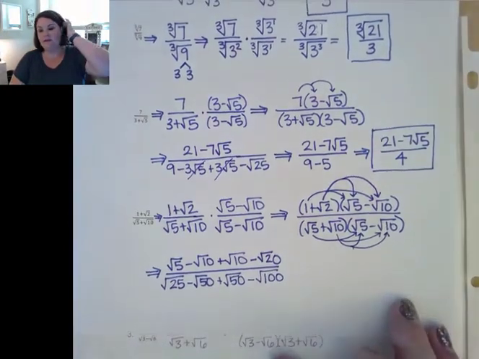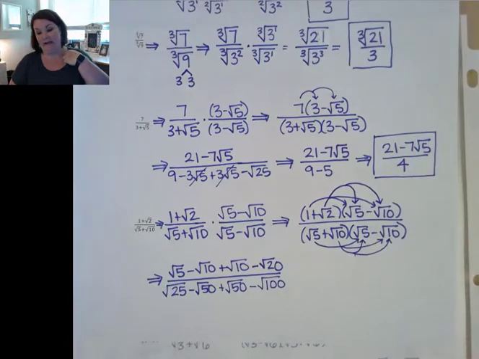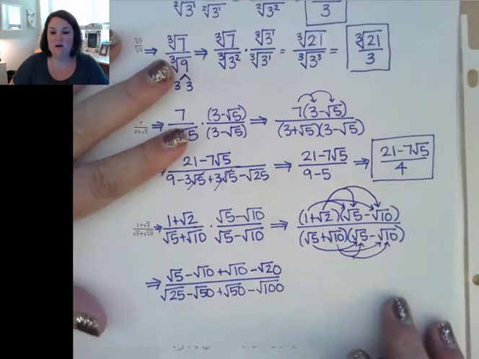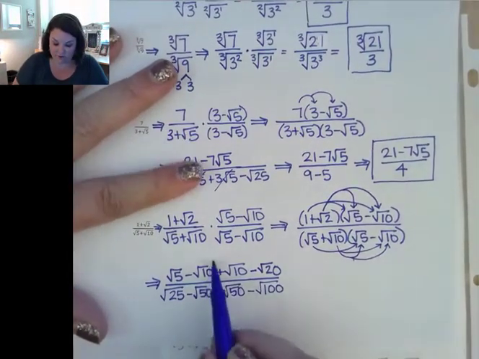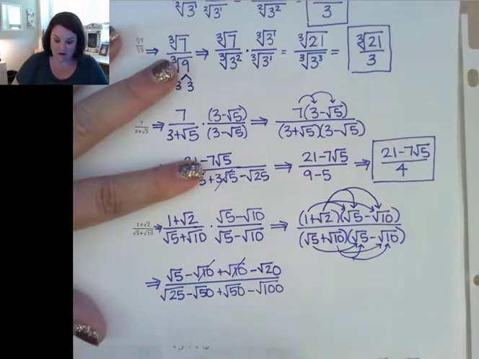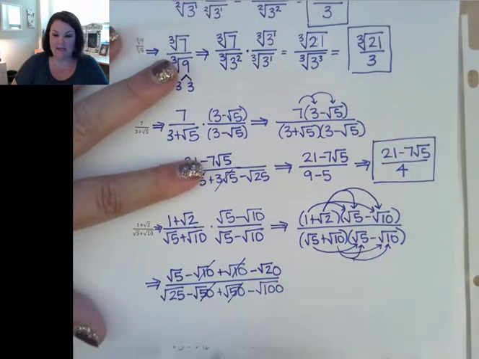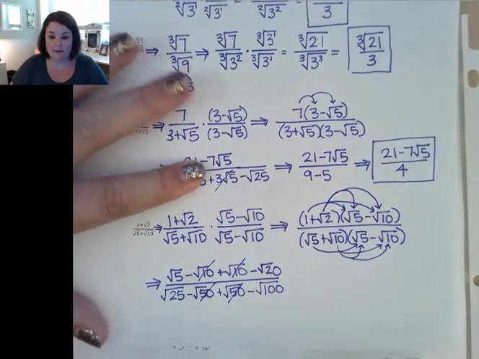Okay, so everything should simplify nicely. Let's see what we can do here. On top, I have two terms that cancel, and on bottom, I have two terms that cancel because they combine to 0, right?